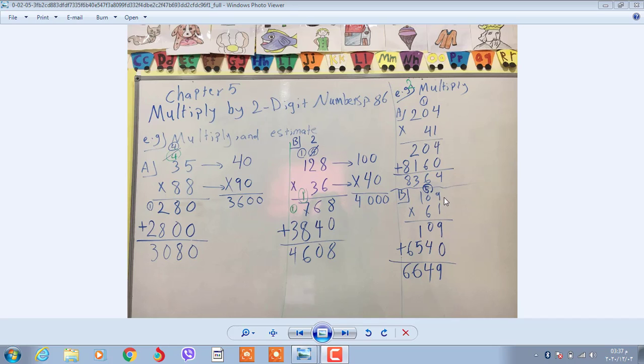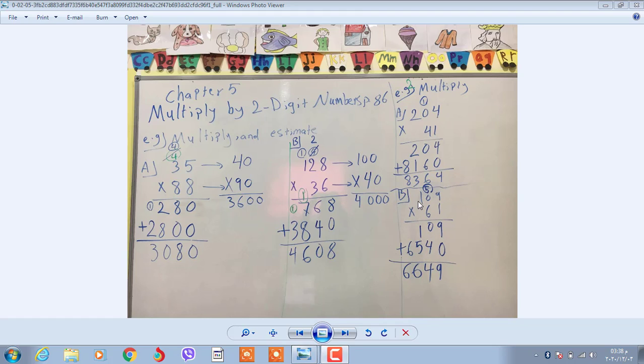Example B says 109 multiplied by 61. First, we multiply all the numbers by 1. 1 multiplied by 9 equals 9. 1 multiplied by 0 equals 0. 1 multiplied by 1 equals 1. Now in the tens, first write down 0. 6 multiplied by 9 equals 54, write down 4 and carry 5 to the next. 6 multiplied by 0 is 0, plus 5 equals 5.